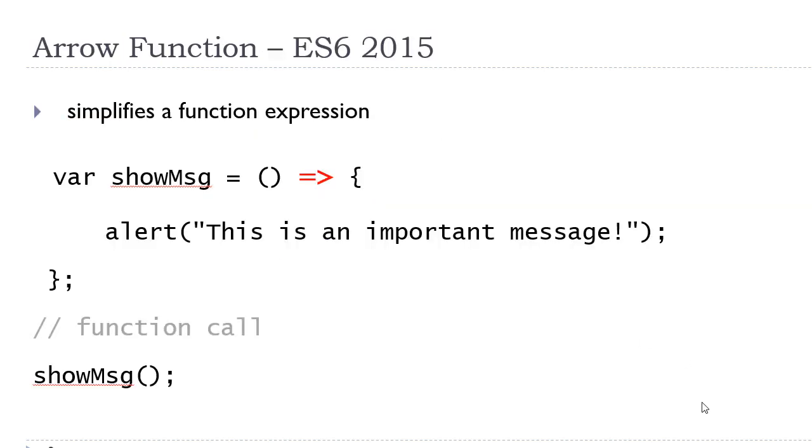The arrow function was introduced in 2015 ES6 to simplify the syntax for a function expression. Essentially what it does, it eliminates the word function. So here we have var, the name of the variable, equals, and all we have are the opening and closing parentheses. To the right of that, we have the equal sign and a greater than symbol. That is called an arrow or a fat arrow. So that arrow is telling JavaScript that this is a function. We still have the opening and closing curly braces with a semicolon at the end, and the function call is the same.